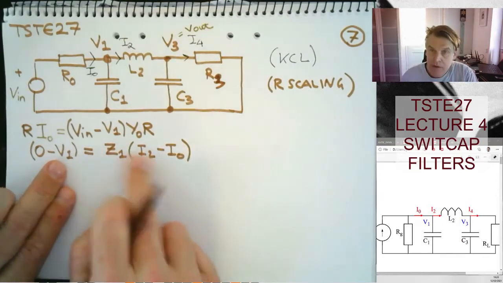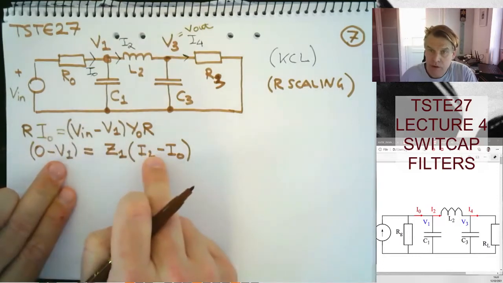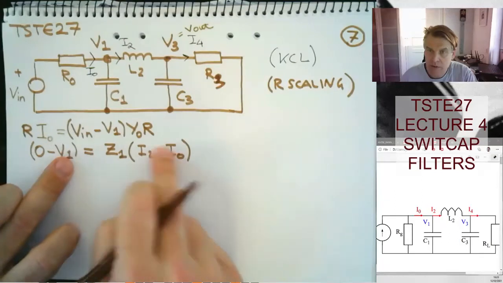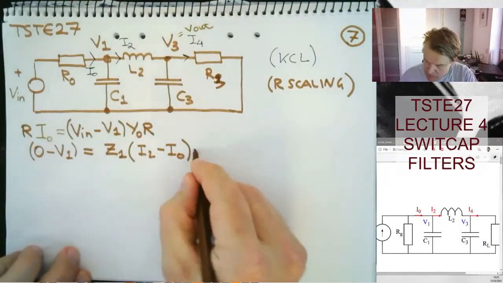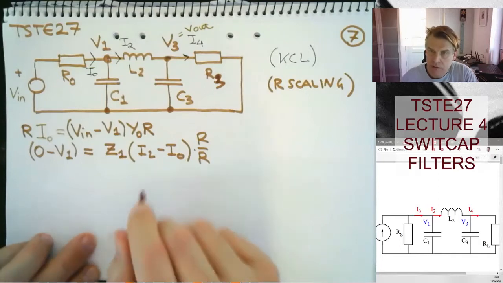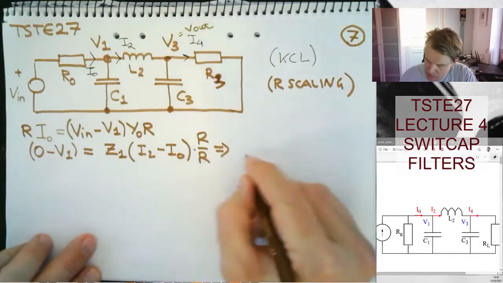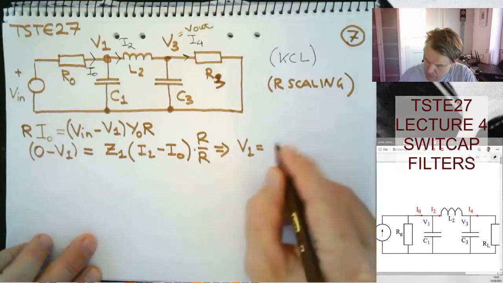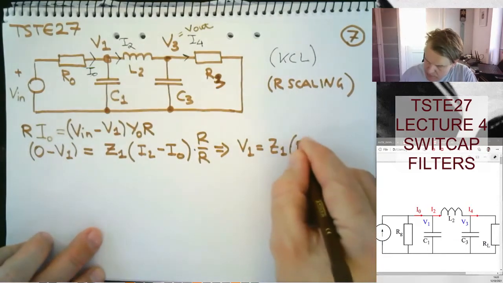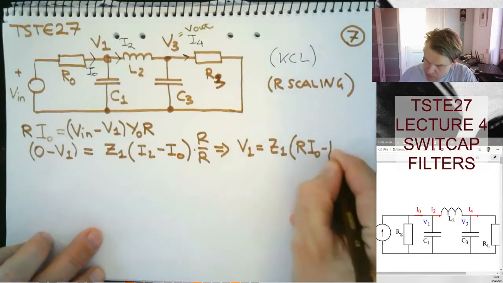What I can do here in order to get voltage variables: here I have a voltage and here I have currents, so I would like to multiply them to get voltages. I can just extend this with R over R, my scaling factor. And then this gives me V1 is equal to Z1 times parenthesis R I naught minus R I2.